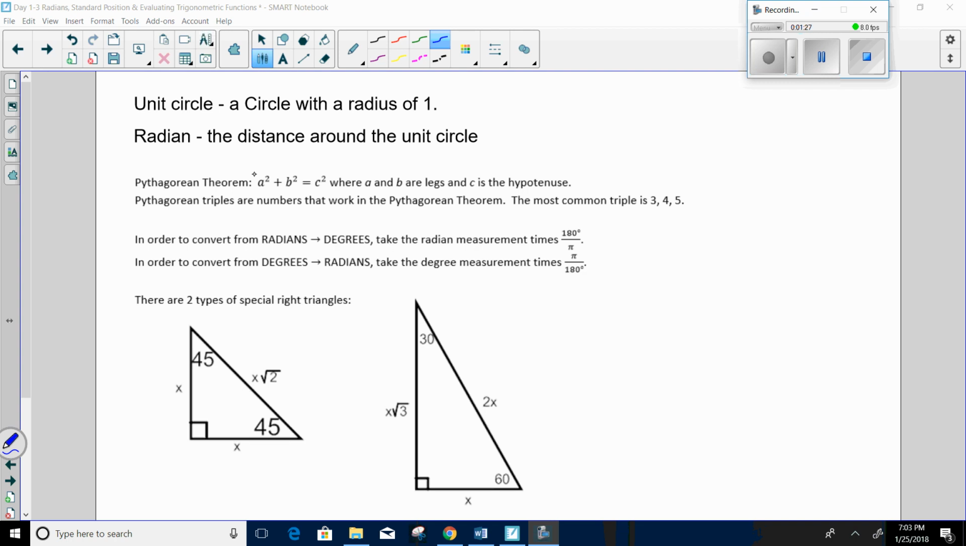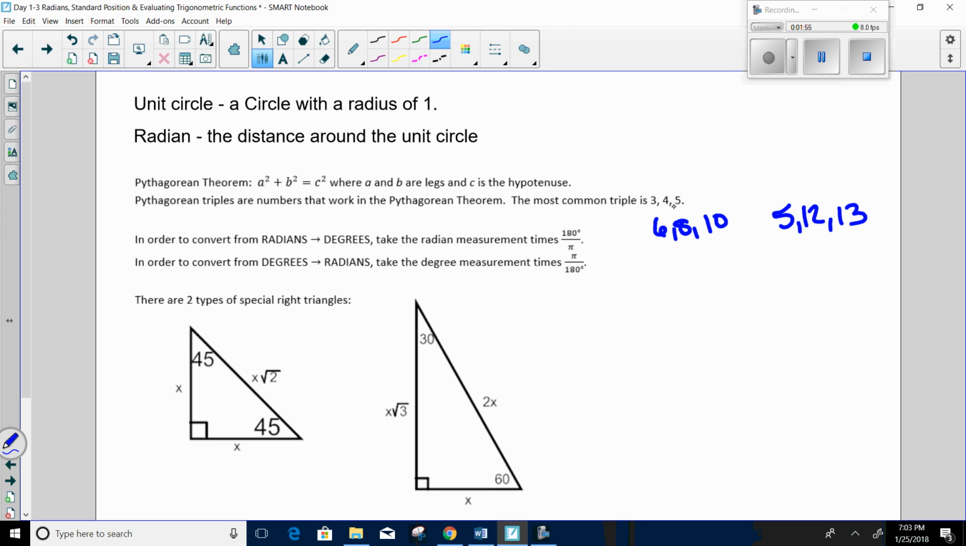All right. Today, we're going to talk about Pythagorean theorem, which you should remember from lots of classes previously. A squared plus b squared equals c squared. Another one we're going to talk about is Pythagorean triples, which are numbers that work in the Pythagorean theorem. The most common is 3, 4, 5. You'll also get 6, 8, 10. Another one is 5, 12, 13. Those are the ones you'll see a lot in this class.